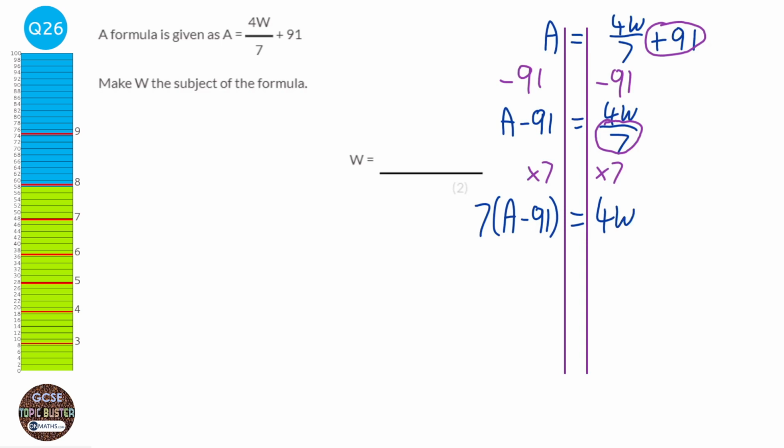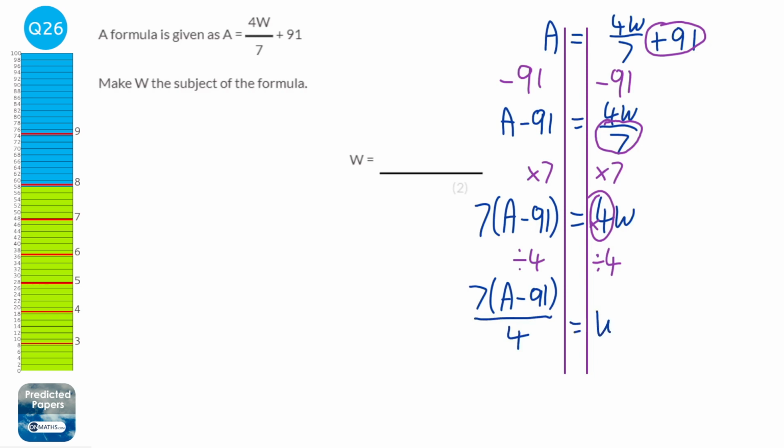The last thing we want to do is get rid of this 4 here. Well, that's a times 4, so how do we get rid of it? Well, the opposite of times 4 is divided by 4. So we're going to divide both sides by 4. So 7 brackets a minus 91 over 4 equals w. Now, some of you might be thinking that we haven't finished the question because we've got a bracket still. But actually, the bracket is absolutely fine to leave. We don't need to expand it.